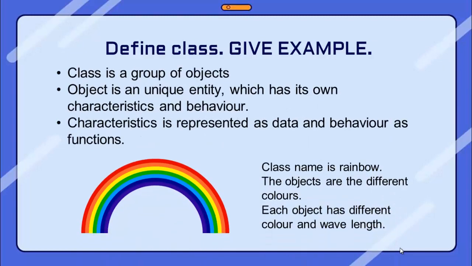Define class, give example. Class is a group of objects. An object is a unique entity which has its own characteristics and behavior. Characteristics are represented as data and behavior is represented as functions. So the class name here is rainbow. The objects are the different colors. Each object has a different color and wavelength.